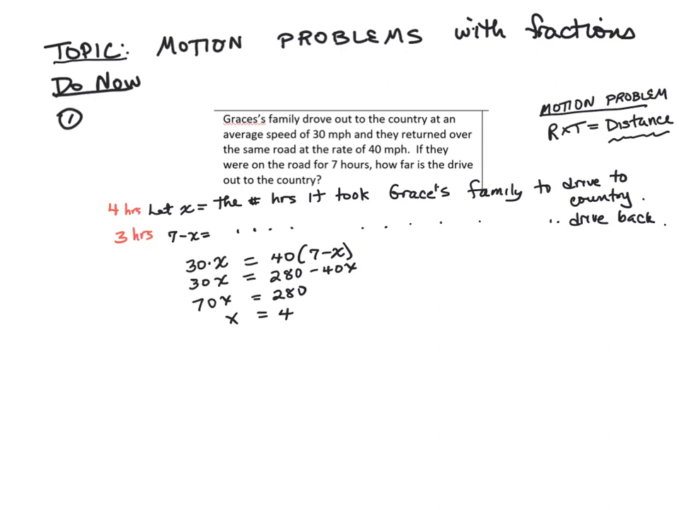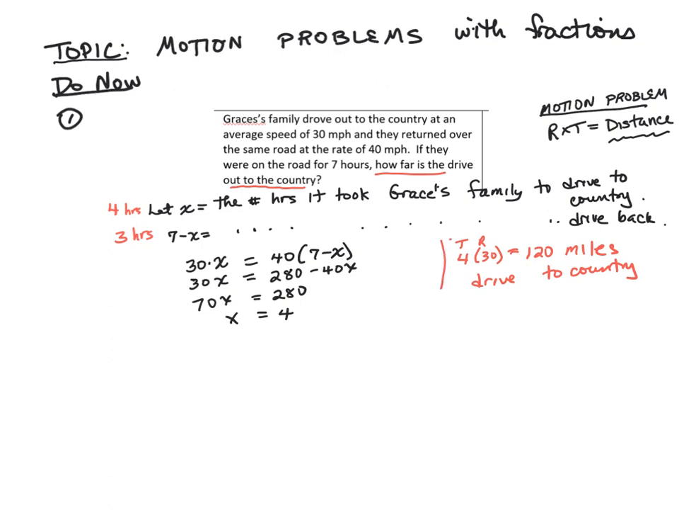And let's not forget that they asked us how far is the drive out to the country. So what we have to do is we take 4 times 30, which would give us the time times the rate, is 120 miles to drive to the country.